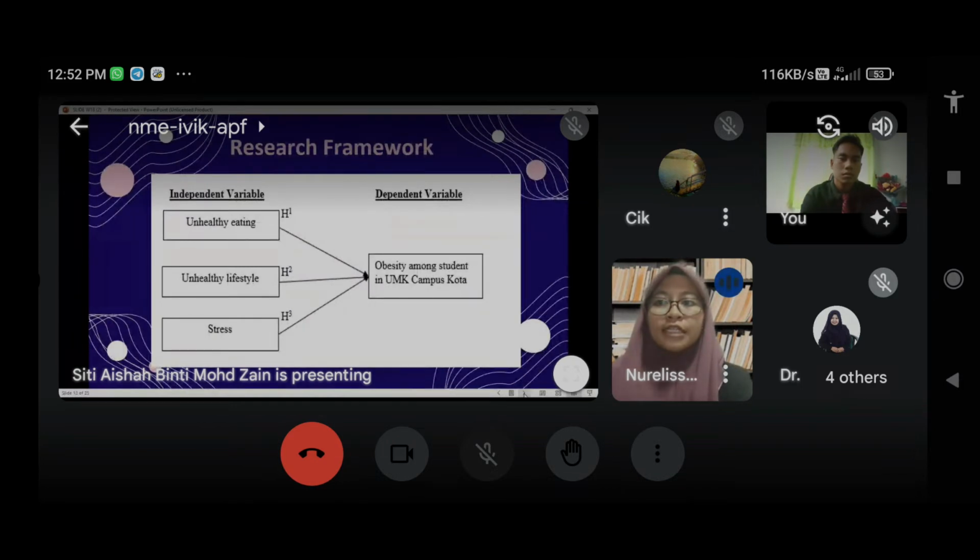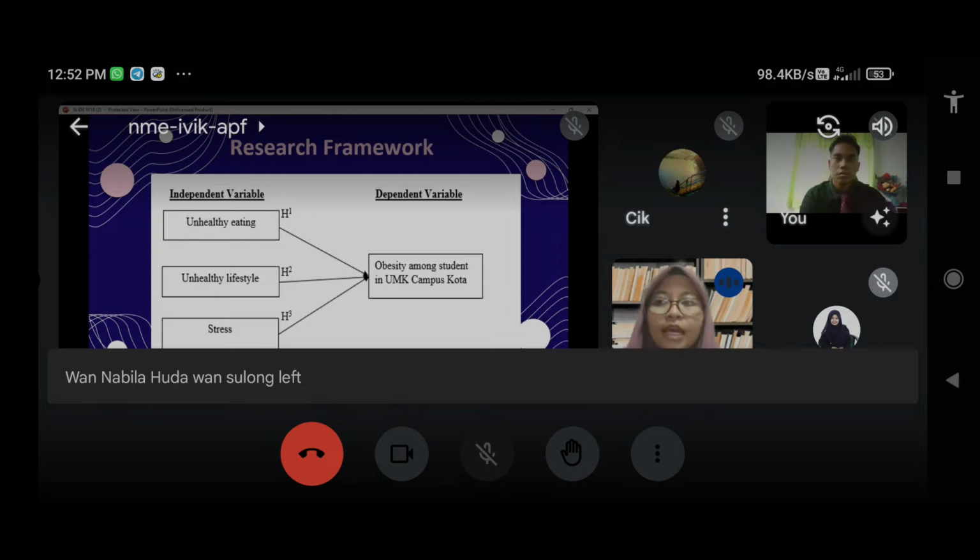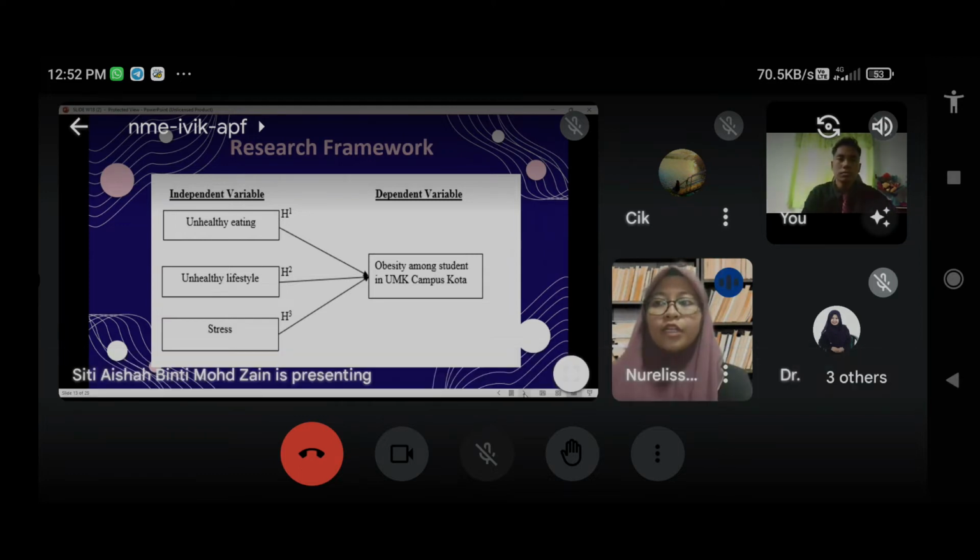For research framework, independent variables are factors that can adversely affect the obesity among UMK students. There are three independent variables, which are unhealthy eating, unhealthy lifestyle, and stress. Each independent variable affects the dependent variable, which is obesity among the students in UMK campus quota. Next.